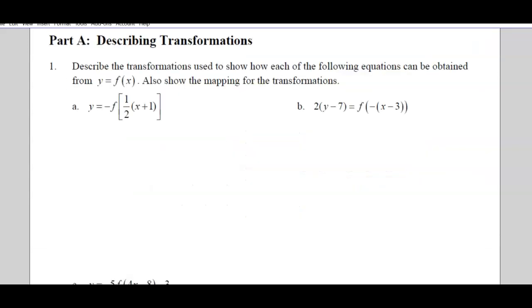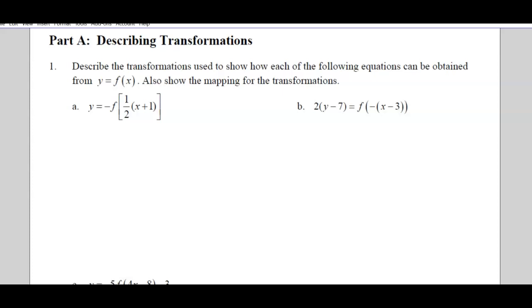But we're going to get practicing here, all the describing of combinations of transformations. It says describe the transformations used to show how each of the following equations can be obtained from your original, y equals f of x. Also show the mapping for the transformations. There is a decent amount of space, so practice using your words. It doesn't matter what form it is, you have to look at your transformations.